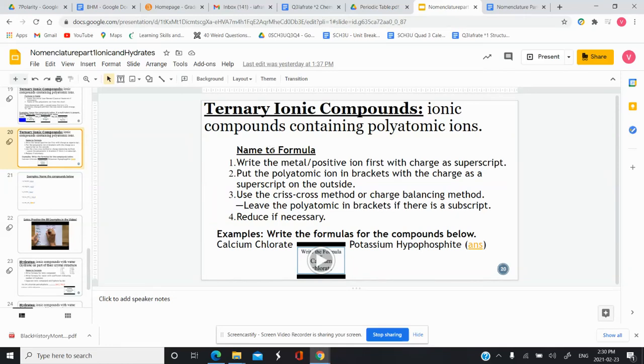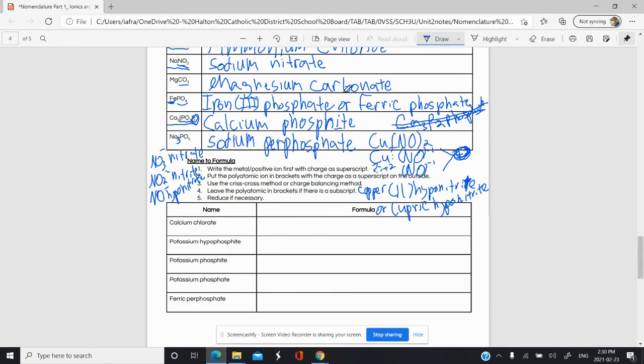In this video, we're going to take a look at how to go from the name to the formula for a ternary ionic compound. So let's go to our handout here. I'm just going to erase a little bit to make some room. So here we have the main steps for writing the formula for a ternary ionic compound based on the name.